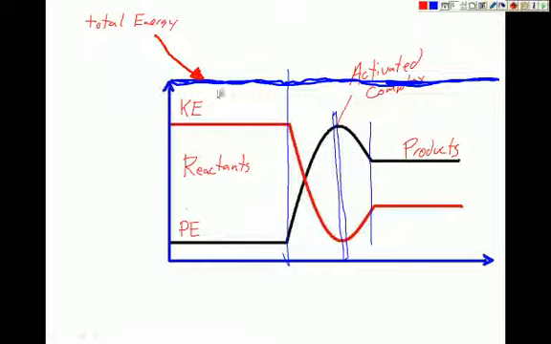So here's our total energy right here, which is kinetic energy plus potential energy, and it is not changing at all. Right at the beginning, kinetic energy is being changed into potential energy. Then after the activated complex, potential energy is being changed back into kinetic energy.